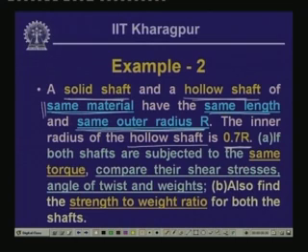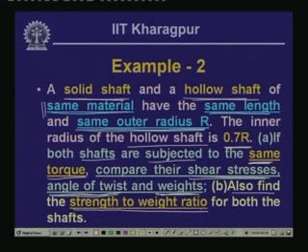Now, both the hollow and the solid shafts are subjected to the same torque, and we compare their shear stresses, the angle of twist and weights. So three aspects are to be compared: the shear stress, the angle of twist and the weight, and subsequently we will have to find out the strength to weight ratio for both the shafts. This is one important aspect.